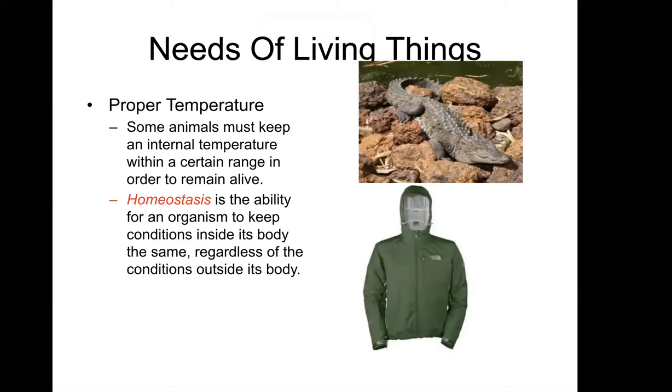Needs of living things. One thing that we need to look at is proper temperature. Some animals must keep an internal temperature within a certain range in order to remain alive. Now, this is a very big word for students of your age, but this word is called homeostasis. It is the ability for an organism to keep conditions inside its body the same, regardless of the conditions outside the body.